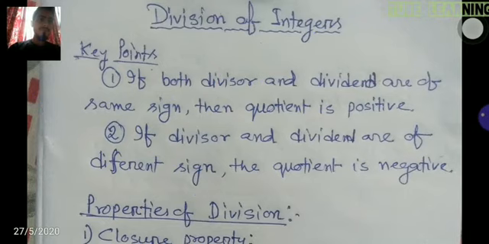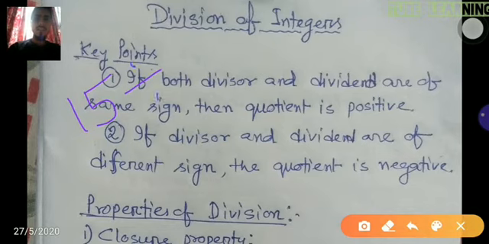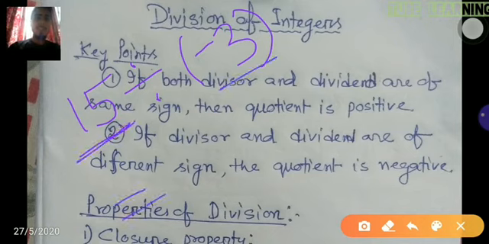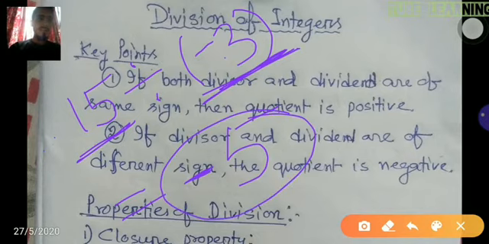Next, suppose we take 15 divided by minus 3. 15 is a positive integer and minus 3 is a negative integer. 15 divided by 3 is 5, and since one is negative and one is positive, our quotient will become negative. This much you have to know.